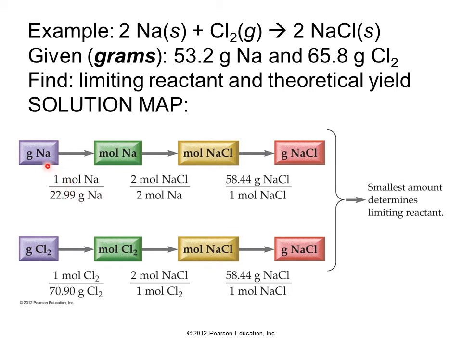Use the molar mass to convert to moles of sodium. Looking at the equation, the stoichiometry is 2 moles of sodium to 2 moles of sodium chloride. Now we're into moles of sodium chloride. Use the molar mass to convert to grams of sodium chloride. Again, we can start with the 65.8 grams of chlorine, convert that to moles using the molar mass, convert using the stoichiometry to moles of sodium chloride, and then using the molar mass, convert it to grams. The smallest amount will determine the limiting reactant.